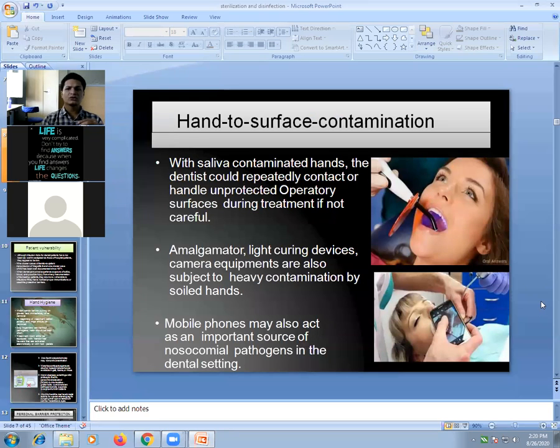Next thing is hand-to-surface contamination. With saliva-contaminated hands, the dentist could repeatedly contact or handle unprotected operative surfaces, and hand-to-surface contamination may happen. Be it amalgamators, light curing devices, camera equipment, mobile phones, personal computer, keyboards, mouse, all these things.